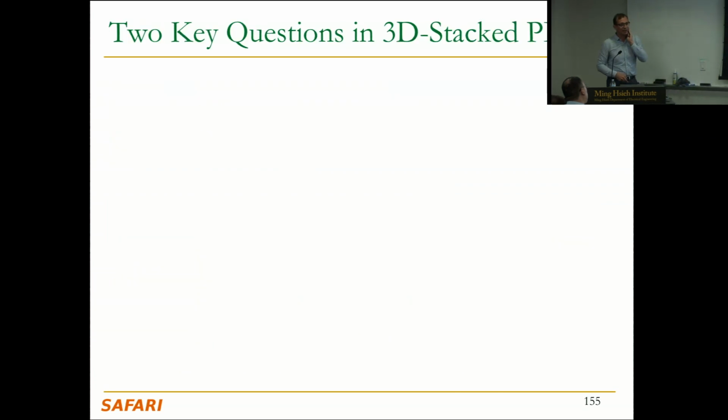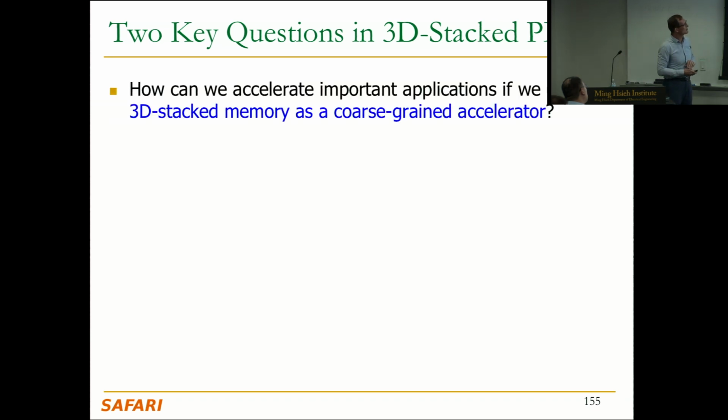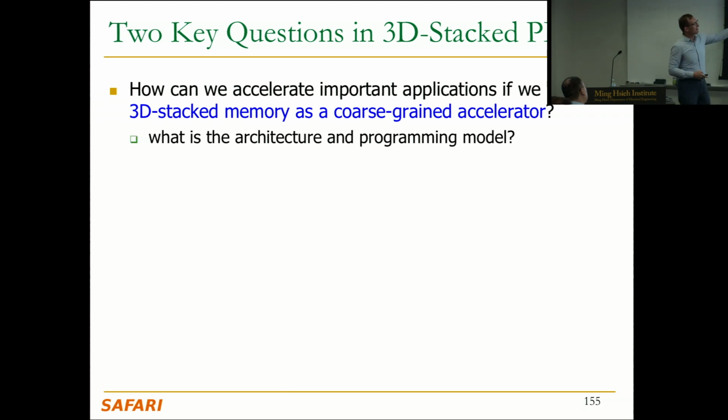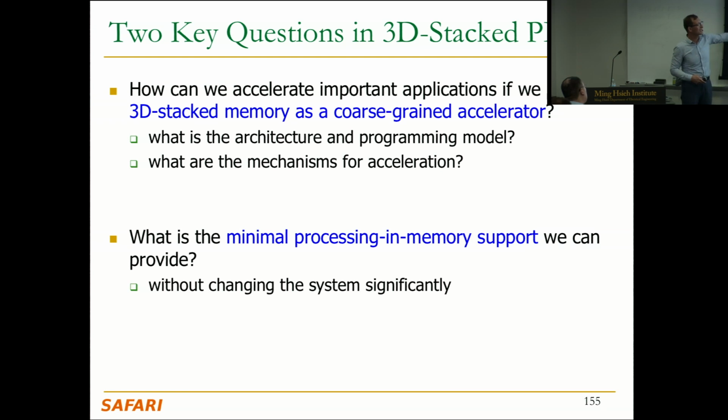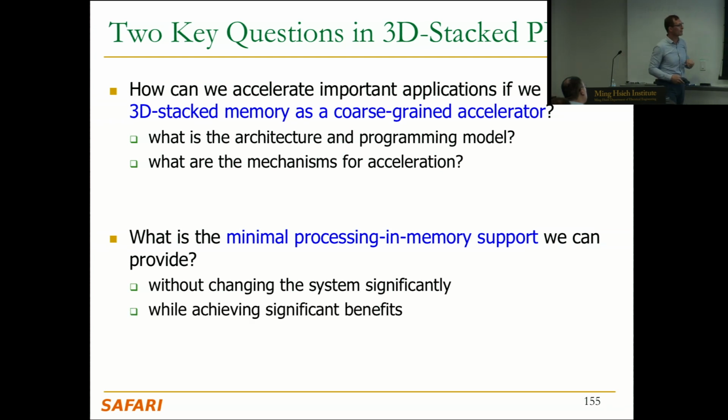So when we first started looking into this, we had two key questions. We've elaborated on those. The first question was, how can we accelerate important applications if you use 3D stacked memory as a coarse-grained accelerator? Architecture and programming model, what is it? And what are the mechanisms for acceleration? I'm going to talk about that. And we also wanted to look at the minimal processing and memory support we can provide without changing the system significantly, without changing the programming model or virtual memory mechanisms, while achieving significant benefits. If you have time, I'll get to this.